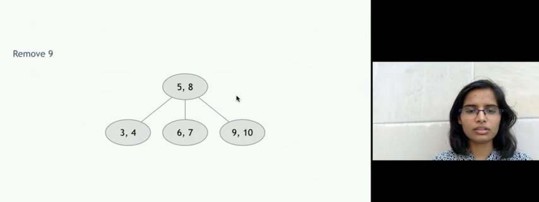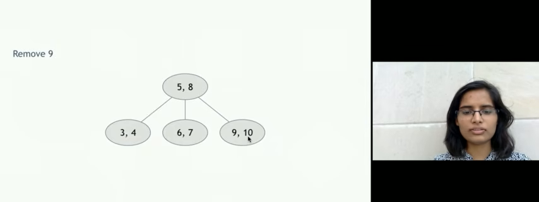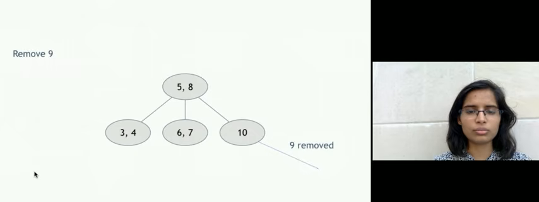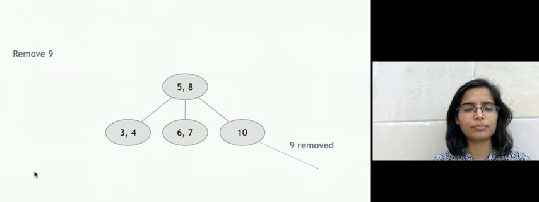Like in this tree, if we have to remove 9, it's a 3-node. So we can just simply remove 9 and all the properties of a 2-4 tree are satisfied. 10 is greater than 8, all the leaves are at the same depth, and the number of values in that node also remains between 1, 2 and 3. We have just one value, so all the properties are satisfied. So 9 gets removed, and this was the most trivial case of deleting an element.